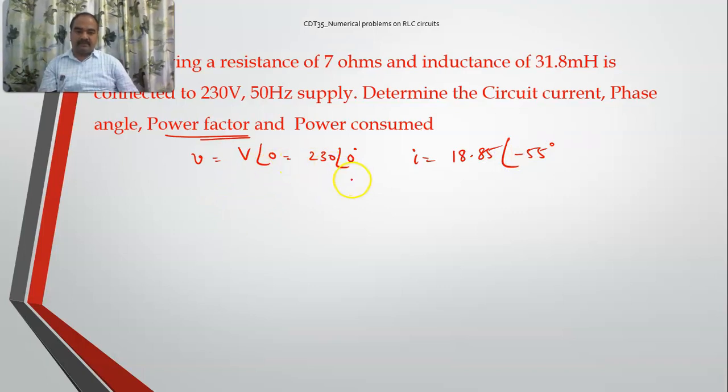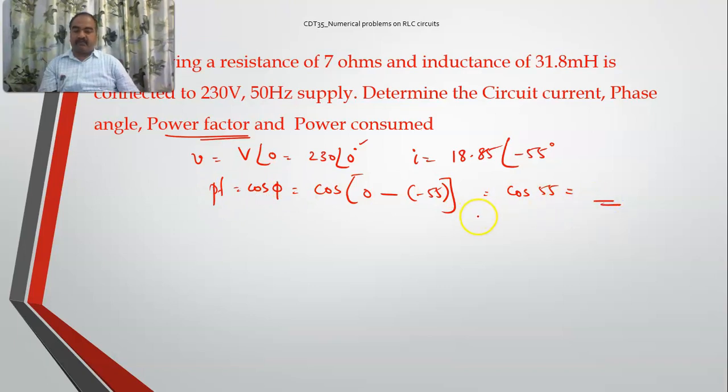If you carefully see, my phi is the angle difference between these two. This is 0 and this is minus 55. So what I'll get is cos 55. Right. So cos 55, I'll get some value. So this is the power factor. This is cos phi.